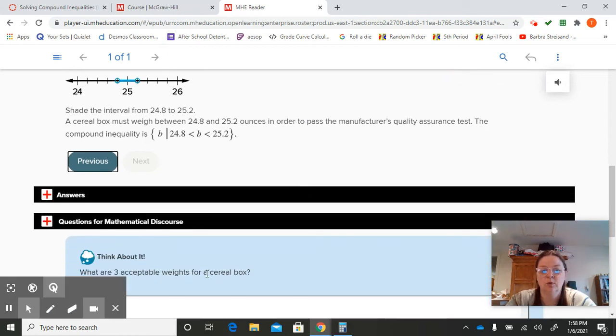What are 3 acceptable weights for the cereal box? Think about that based on what our solution set is. Write those down and have those ready to go for later.